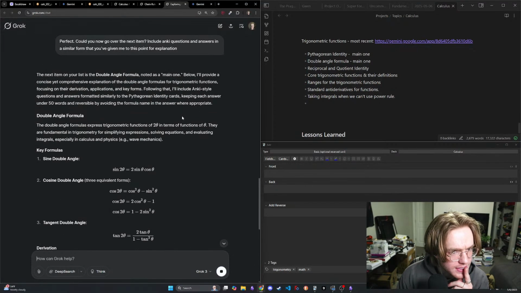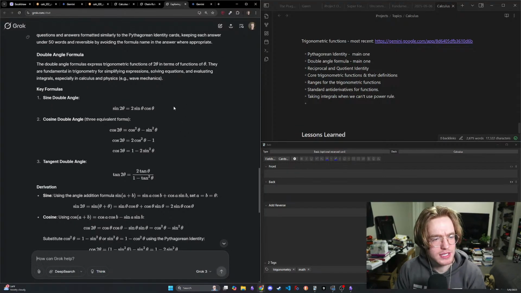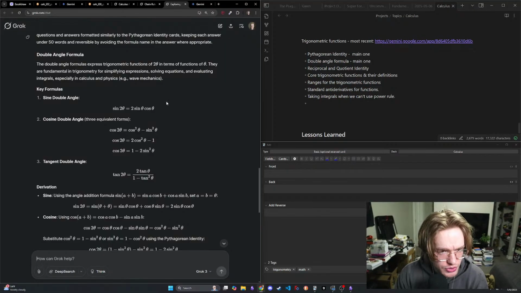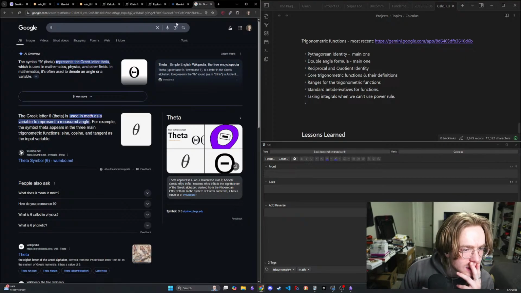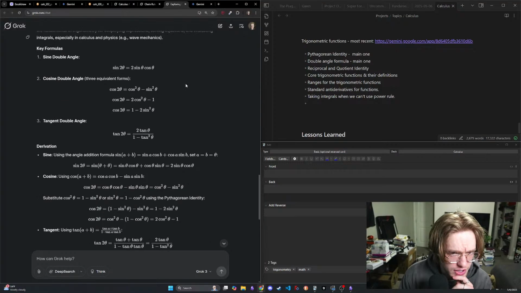Okay, so the double angle formula expresses trigonometric functions of 2 theta in terms of functions of theta. Okay, I just want to make sure this is theta, so I'm not saying the wrong thing. Yeah, theta. In terms of functions of theta, they are fundamental in trigonometry for simplifying expressions, solving equations, and evaluating integrals, especially in calculus and physics. Example, wave mechanics. Key formulas: sine double angle, cosine double angle, 3 equivalent forms, and tangent double angle.